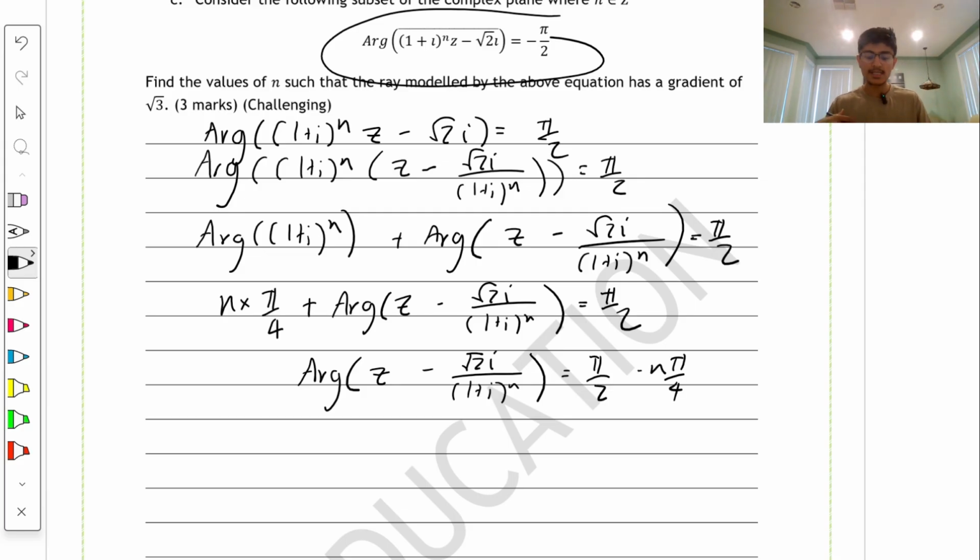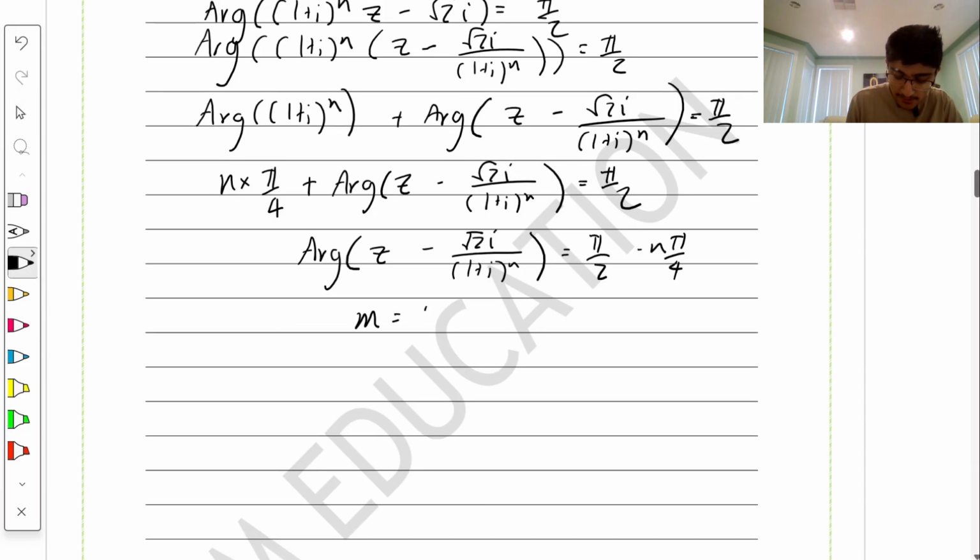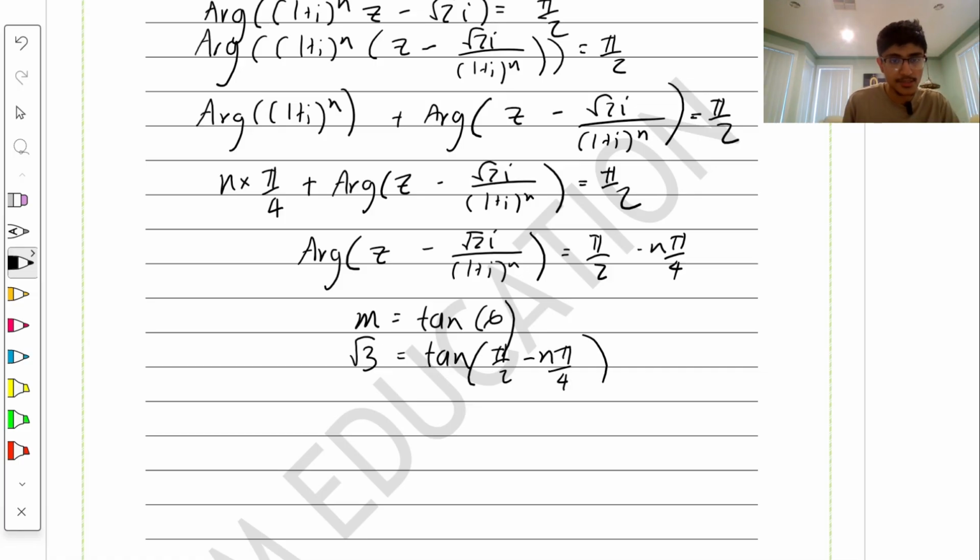Now the question says the ray has a gradient of square root 3. And we know that the gradient of the ray depends on the angle. In fact, the gradient of the ray is just tan of the angle. So what I can say is square root 3 should be equal to tan of (pi on 2 minus n pi on 4). So this is the equation we need to solve. And this equation is actually not too hard to solve.